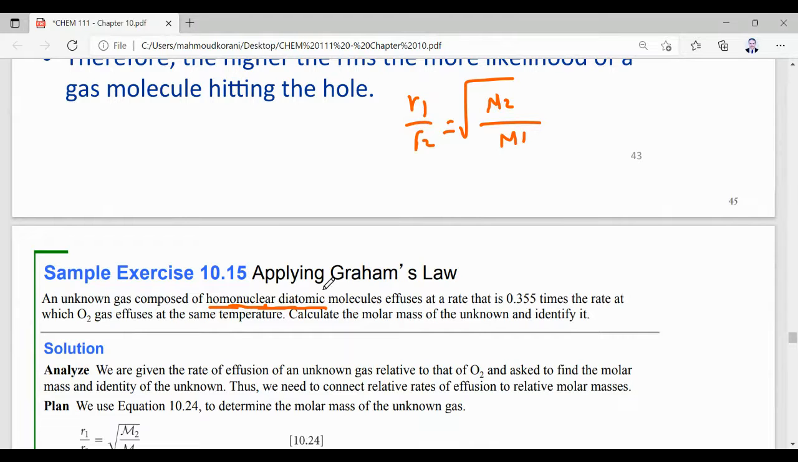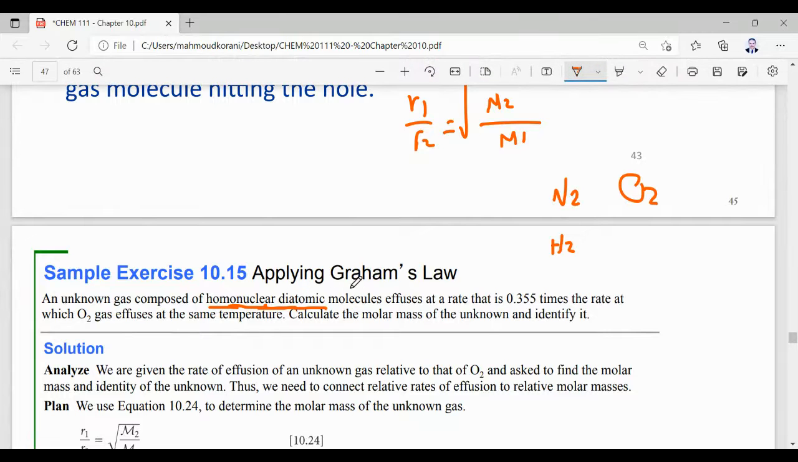Homodiatomic. It should be two atoms. It could be, for example, hydrogen, nitrogen, or oxygen. Diatomic, homodiatomic. Homo means the same atom. Diatomic should be two atoms.